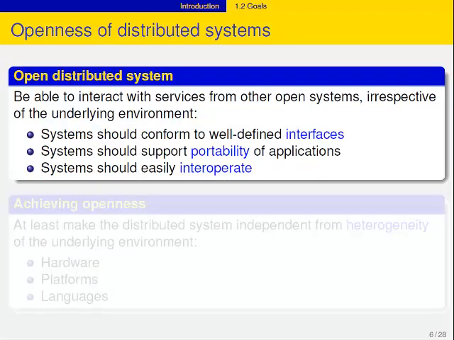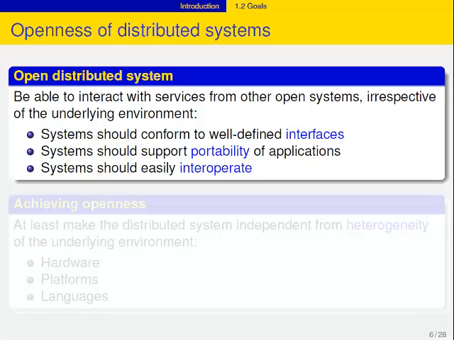Openness of distributed systems. Most of you already have taken courses in software engineering, right? And so basically you know this. When you write software, it has to be good, it has to be open, it should be able to interoperate with other pieces of software. You don't write a standalone program and so on. So systems should conform to well-defined interfaces.